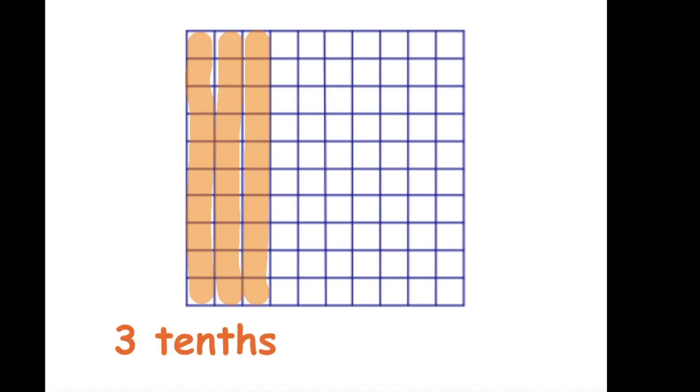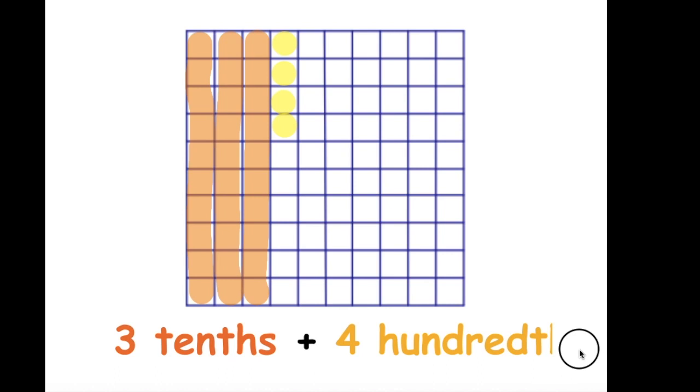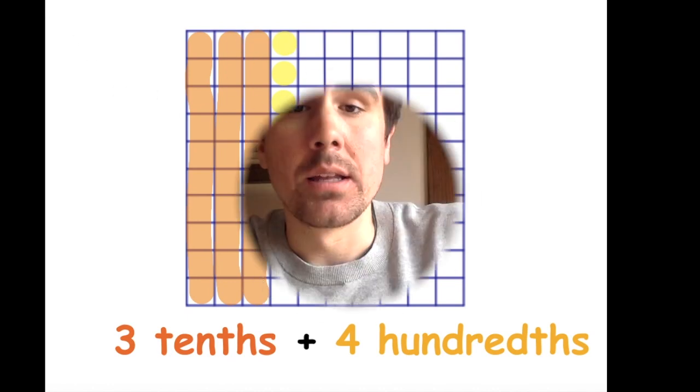3/10. Now if we want to add 4 hundredths, we would have to shade in 4 individual small hundredth size squares. So that would give us 3/10 plus 4 hundredths together is 34 hundredths. And we know this because altogether there are 34 squares out of 100 colored in. Let's take a look at what you'll be doing independently.